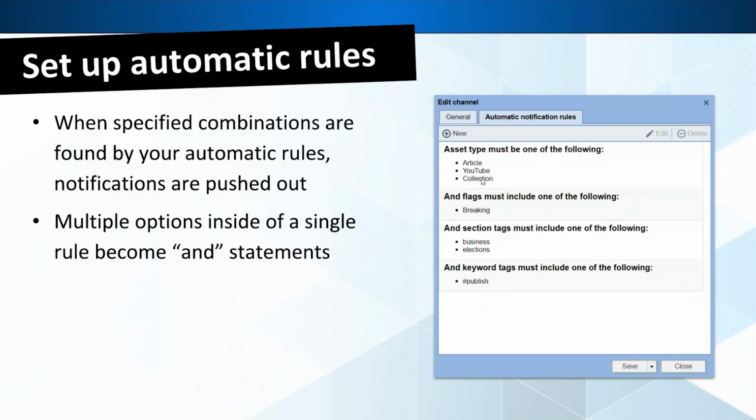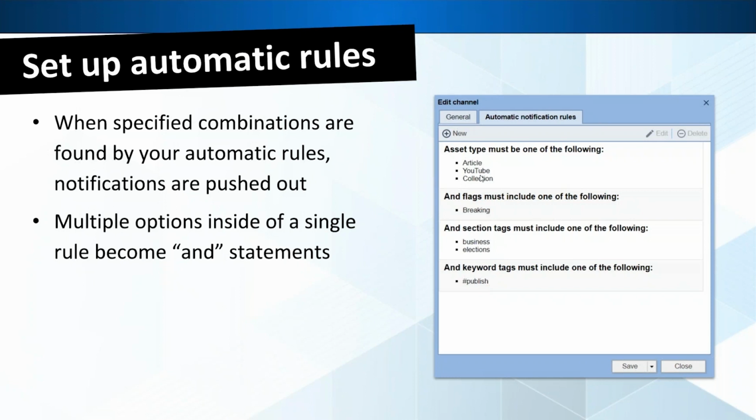Now, you don't have to do all of those things. You can do just these asset types and the breaking flag, for example, or the asset types and breaking flag in a section, for example. But it allows you to decide when you want to trigger these things automatically. I think with breaking news that a lot of people would want to set up an automatic trigger rule for breaking news that is somewhat similar. You probably don't need the business and election sections and then the publish keyword tag, but you might want to limit this to news, for example.